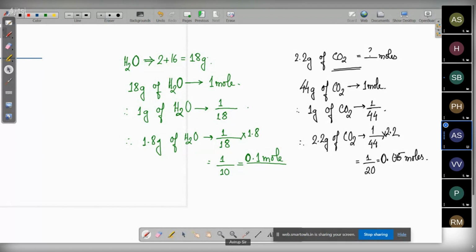How is it 1 by 20? It is not coming, I think. See, if you have this decimal, what happens? This one you multiply by 10, the denominator also you multiply by 10. Ultimately this becomes 22 and this one becomes 44. 22 twos are 44, so this will cancel out. And another 0 over here, so 20.